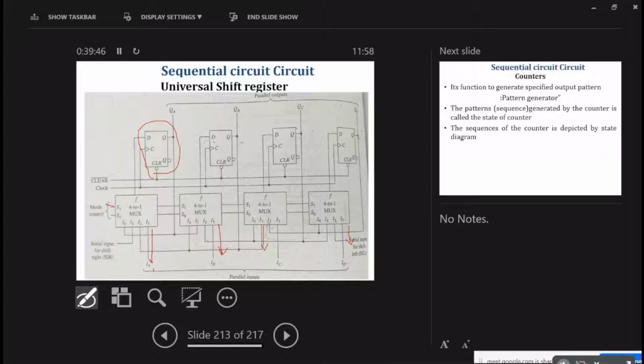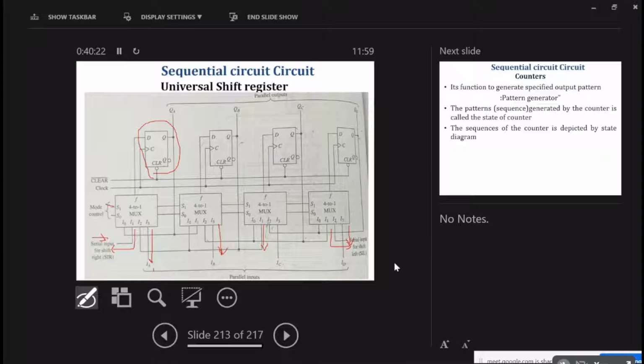Okay, so here this I1 pin, input pin, is for the serial input for shift right, and this I2 is for serial input for shift left. So whenever you want this information to be shifted serially in the right direction, we will have to provide those patterns at this pin.